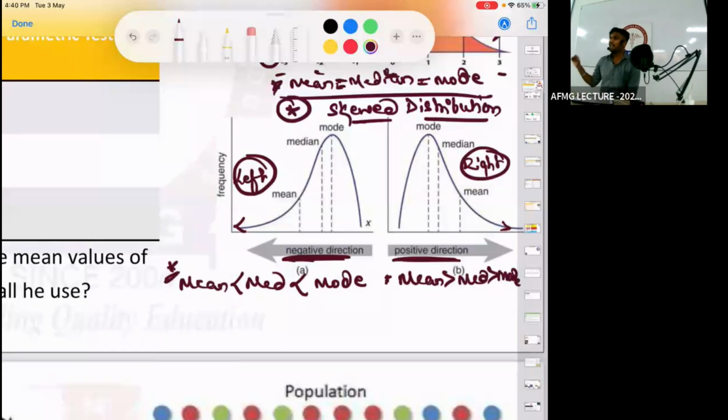No issues with this. Left skewed, quickly tell the relation. Mean is less than median is less than mode. Right skewed or positive skewed, quickly say. Mean is more than median is more than mode. No issues with this, anybody?